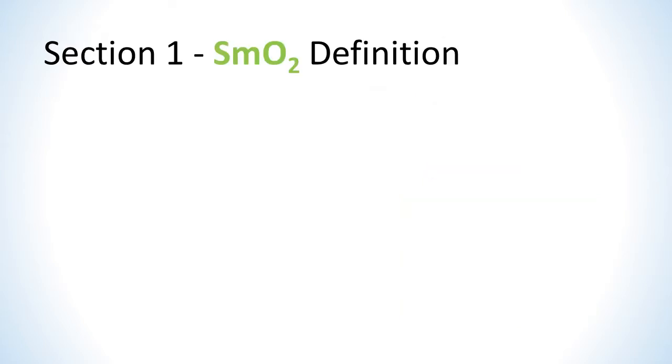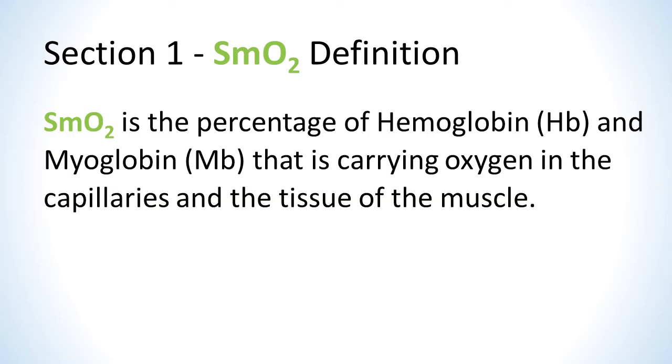So let's get started with the definition of SmO2. SmO2 is the percentage of hemoglobin and myoglobin that is carrying oxygen in the capillaries and tissue of the muscle. This definition covers a lot of ground, so we'll break it down over the next several slides based on three elements of the definition. The first element is that SmO2 measures hemoglobin and myoglobin. These are oxygen-carrying and storing molecules within the body. The optical technology that Moxy uses measures the color of these molecules to determine SmO2.